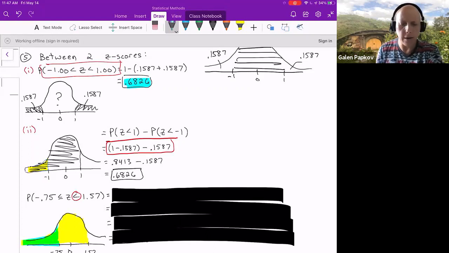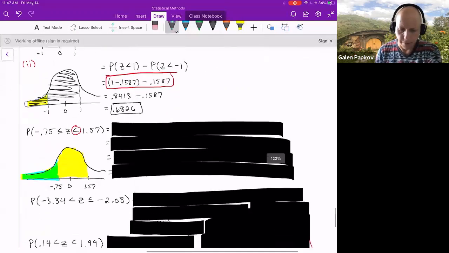And so you can convert the area between to the difference between two areas. So that would be the area to the left of the larger z-score, and then subtract out the area to the left of the smaller z-score. I tend to do that second way more, but I find a lot of students understand the first well. Either's fine, they both work, they both make sense.